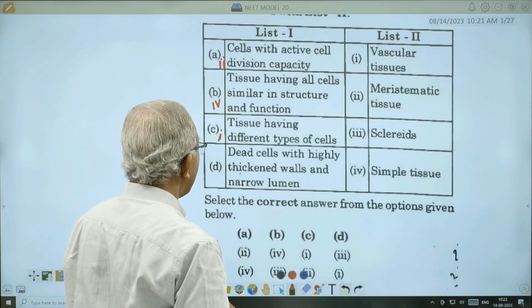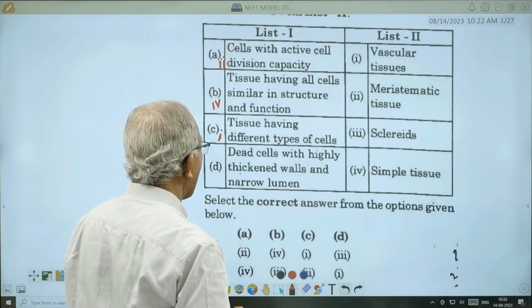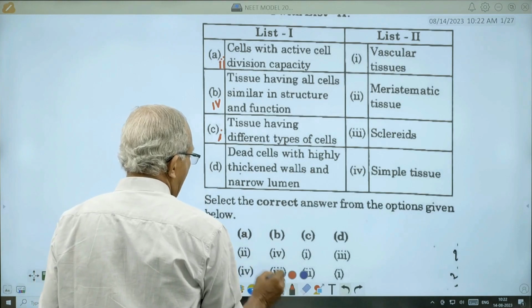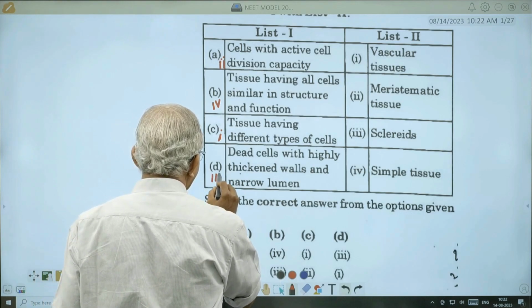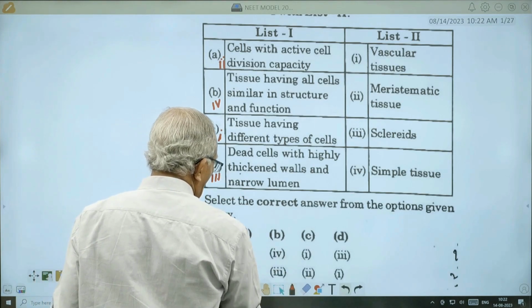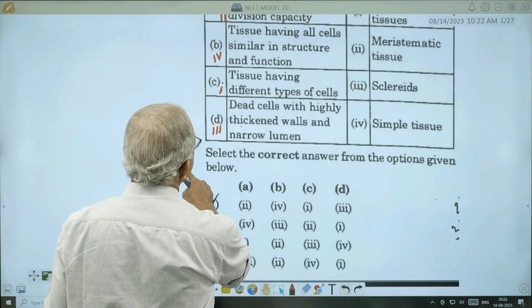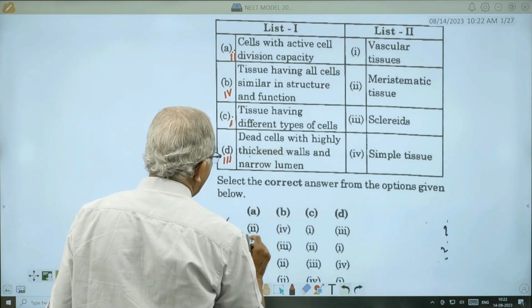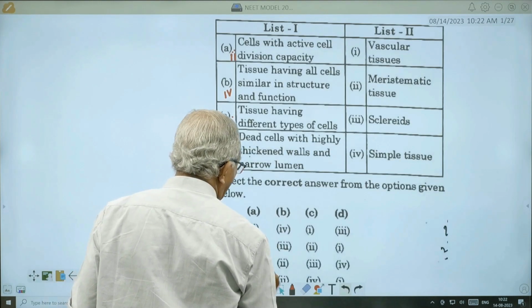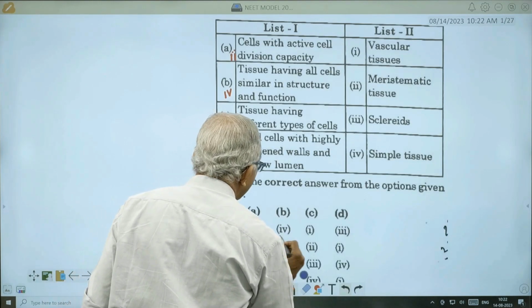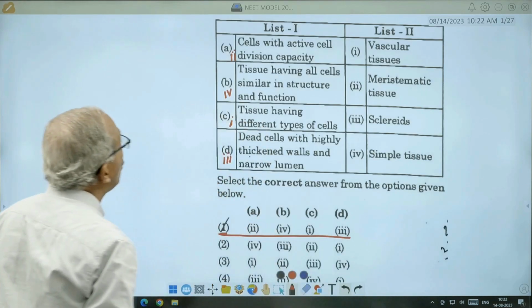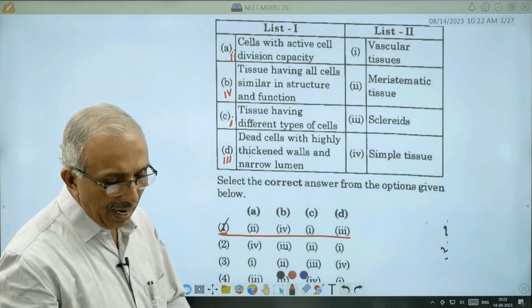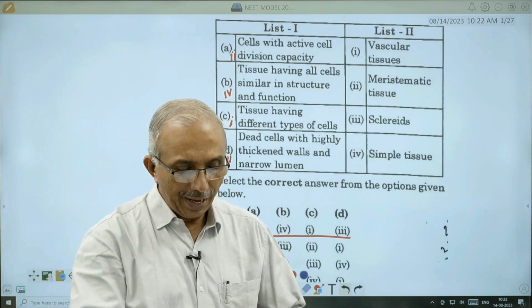Then dead cells with highly thickened walls and narrow lumen are sclereids. So the answer is A: A2, B4, C1 and D3.